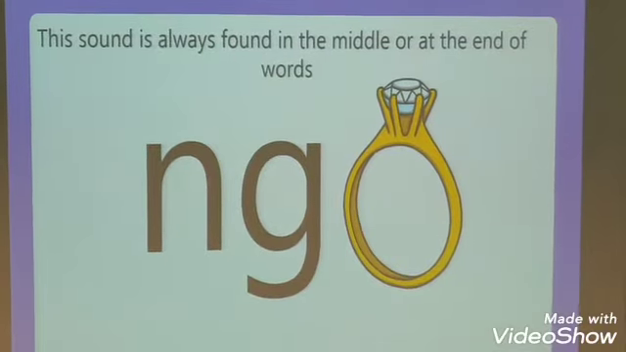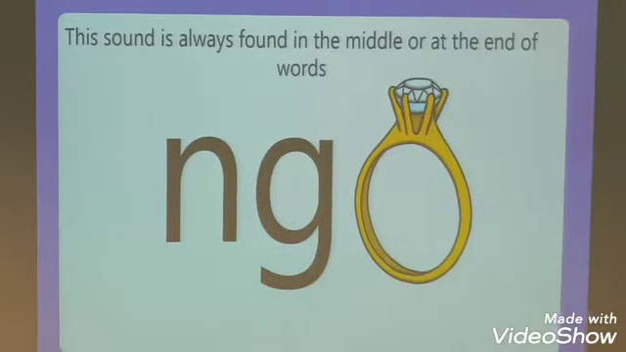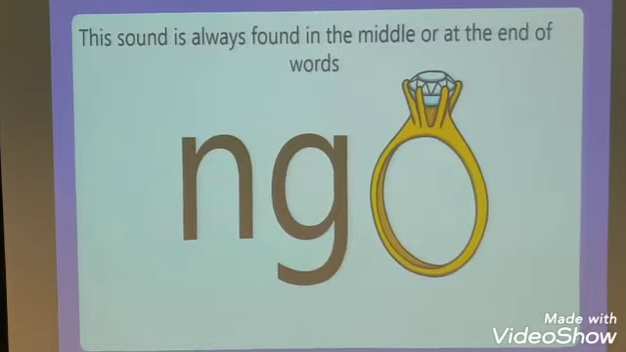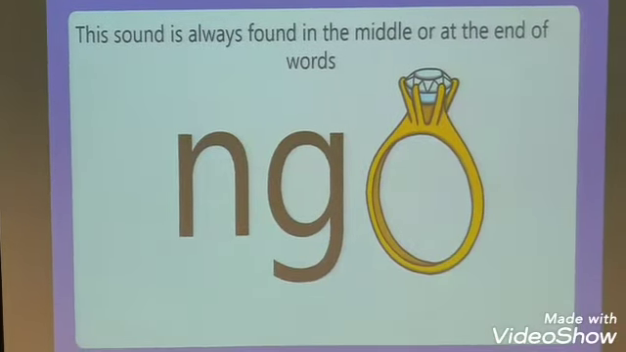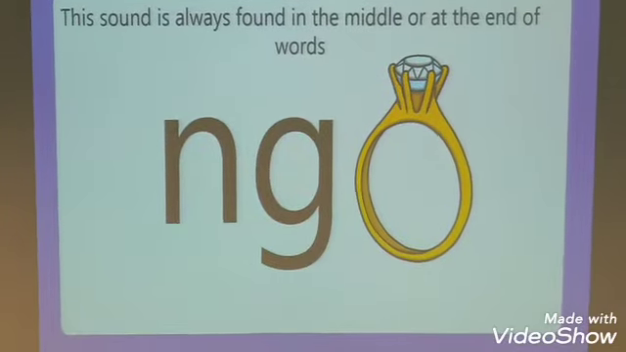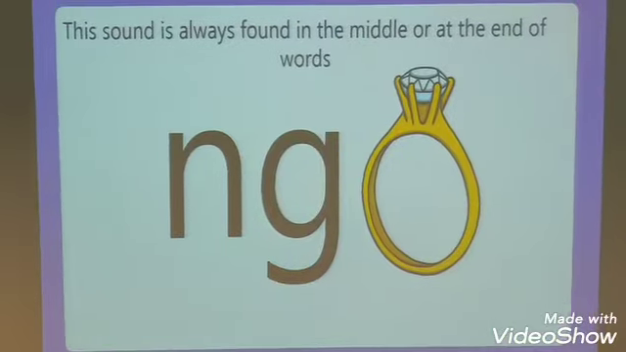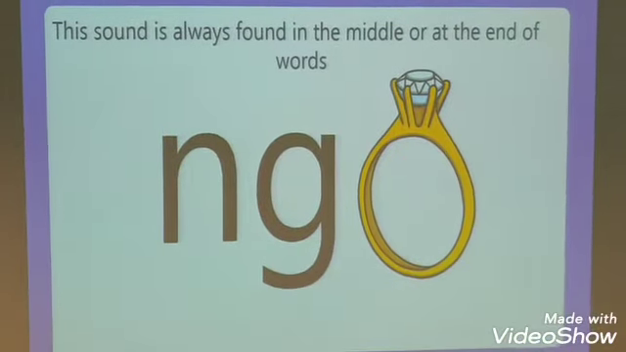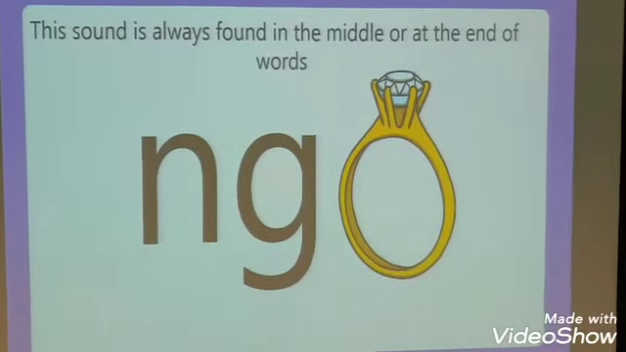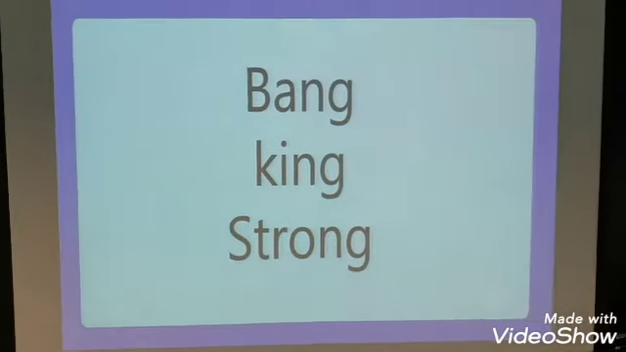Well done. And our final word for this ng sound is the word king. King. So I would like you to write this word down. Remember that all of the words, all three words on your board, should have the N and the G on them to make the ng sound. So if you haven't got this sound in your word, it's not going to be correct. So just check again. So you have the word bang, strong, and king. Well done, reception.